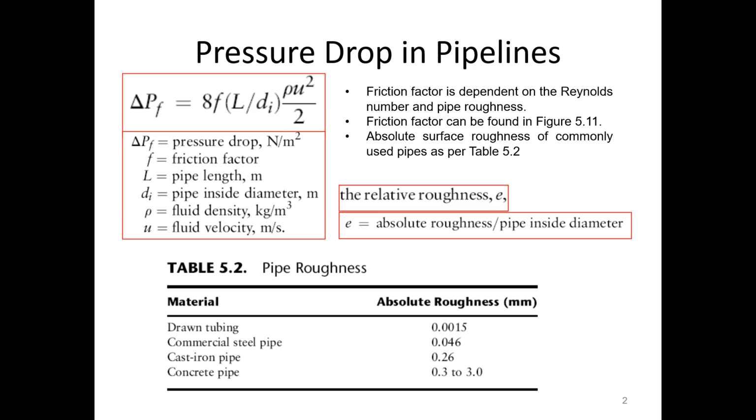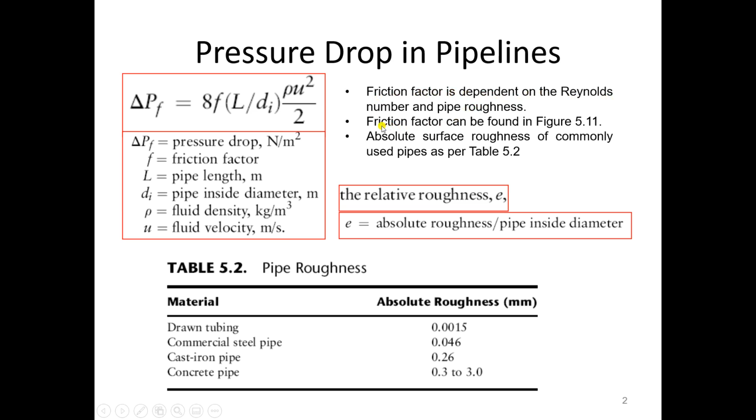Pressure drop in pipeline happens due to friction, and is a function of fluid flow rate, fluid density, viscosity, the pipe diameter, pipe surface roughness, and also the length of the pipe. You can see here the equation for the pressure drop in pipeline. The friction factor is dependent on the Reynolds number and pipe roughness.